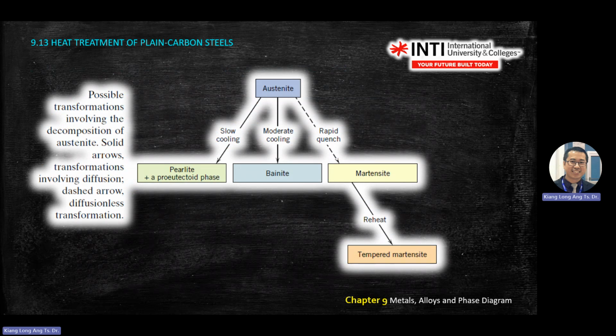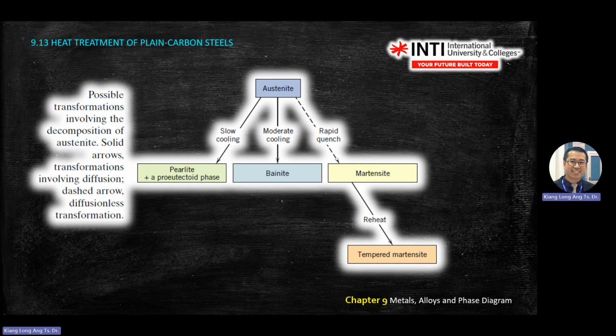This one you memorize. For example, from austenite, how you get pearlite, how you get bainite, how you get martensite, how you get tempered martensite. This is a flow chart. Okay, how do you memorize? If the question asks what is the process to get austenite to pearlite plus alpha by a proeutectoid phase, you just say that you only need a slow cooling process. Okay, or moderate cooling or rapid quench.